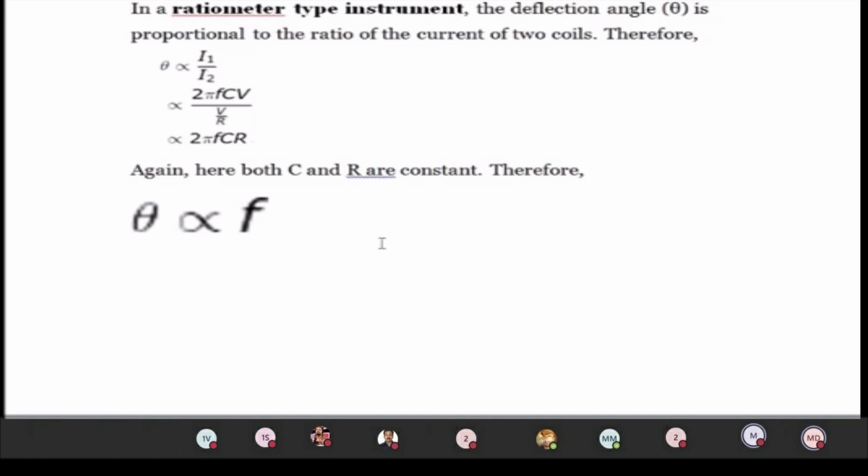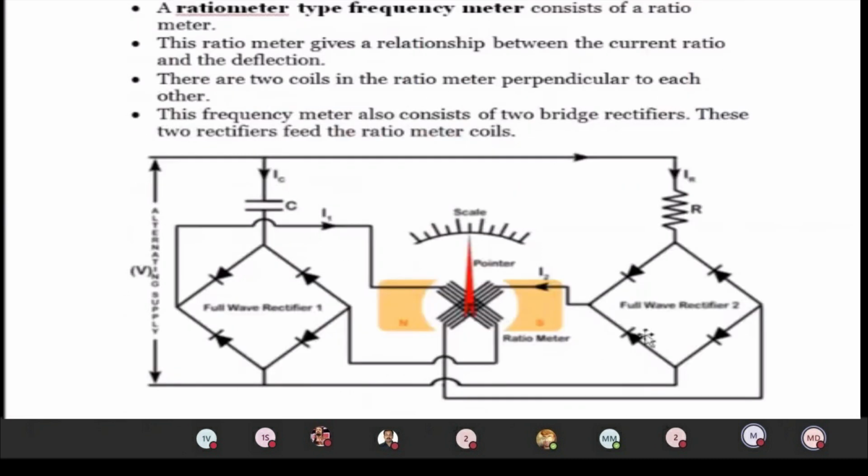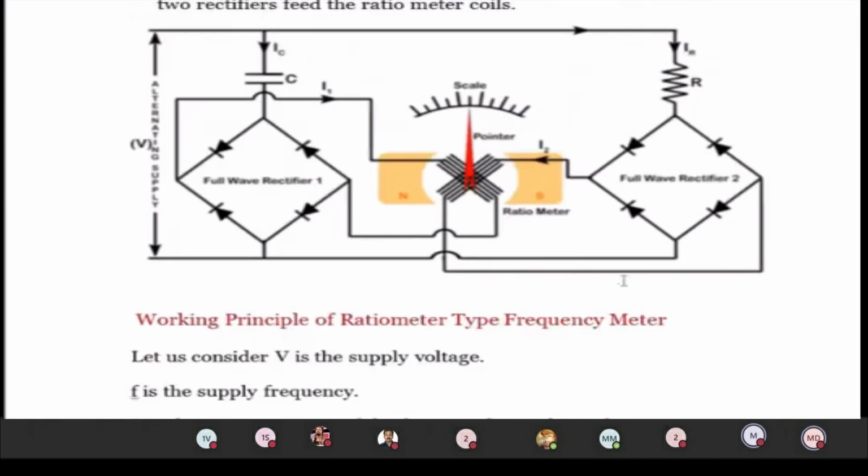So at last we come to a conclusion that the deflection angle is directly proportional to the supply frequency in the circuit. In this way, the ratio meter type frequency meter is going to indicate the supply frequency, and that can be noted from the scale. The pointer is going to point out the corresponding frequency which has been fed as the input supply frequency.